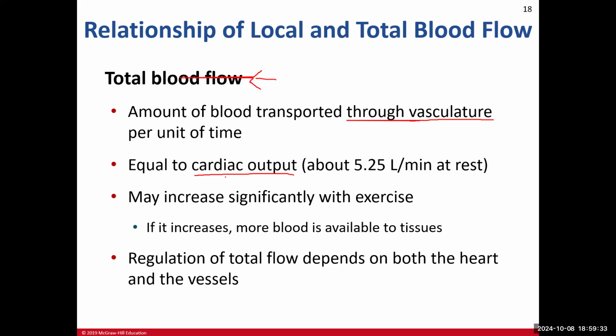And again, keep in mind, it's all dependent on the demand of our tissues here. When we talk about total blood flow, like that last point down there, this is important: regulation of total blood flow depends on both the heart and the vessels. So this is kind of getting us close to blood pressure. If your heart rate increases, your total blood flow should increase. If your stroke volume increases, your total blood flow should increase. So we're going to see that there are some similarities there.